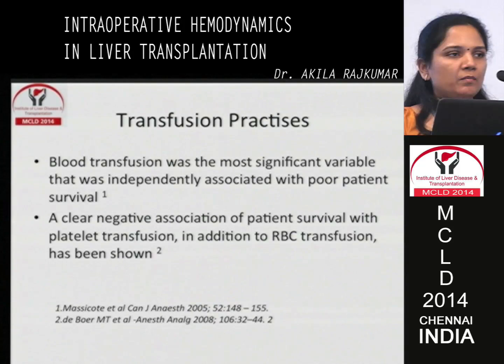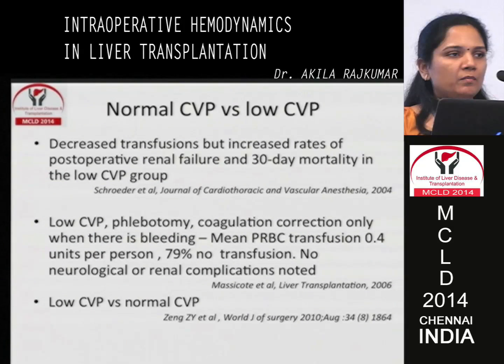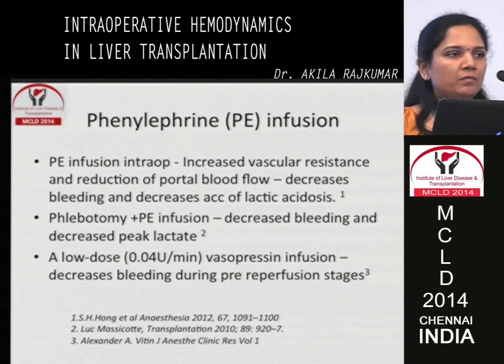So blood transfusion per se is independently associated with poor patient survival. How do we tackle it? How do we get the transfusion rates low? This study, again, was explained in detail by Dr. Mallet. Having a low CVP is very advantageous. It reduces your portal flow, and significantly reduces bleeding and the transfusion rates. No complications were noted in terms of renal or neurological issues. So essentially the key is maintaining your pressures with a low CVP and vasopressors.